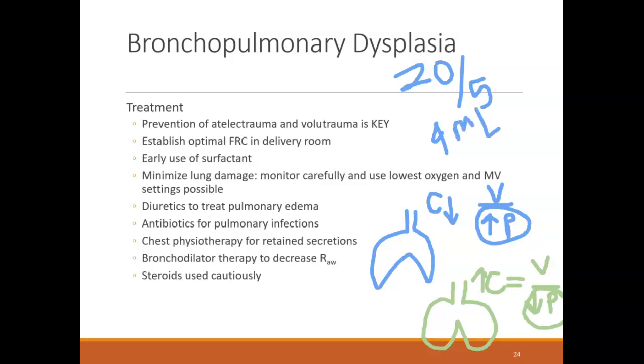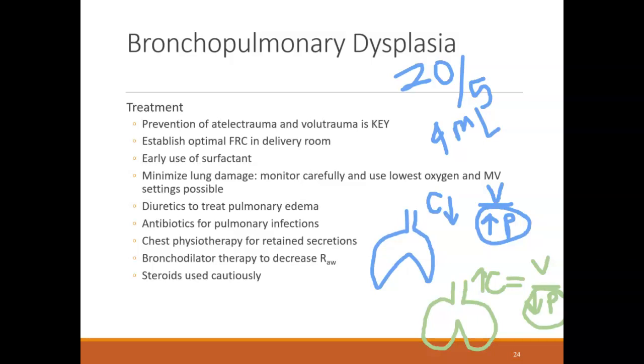Okay. After I give surfactant, if I don't change this 20/5, that 20/5 pressure could potentially be giving me 8 milliliters per kilogram. And that increase in volume is going to cause volume trauma and barotrauma on the patient, right? So we want to minimize that lung damage.